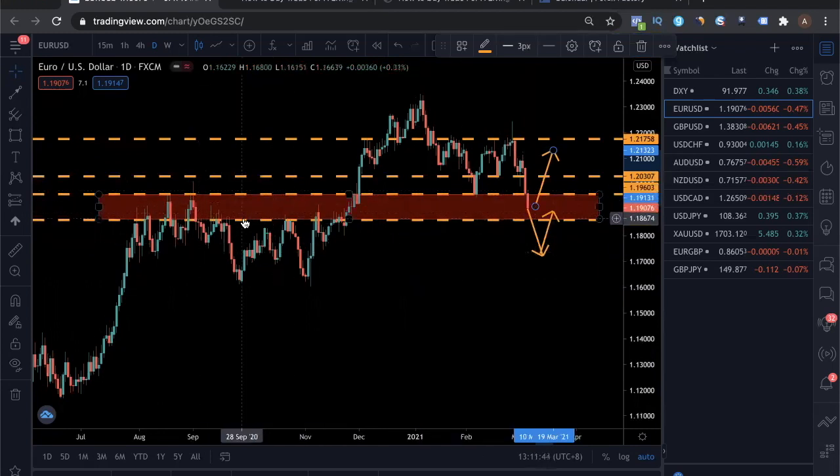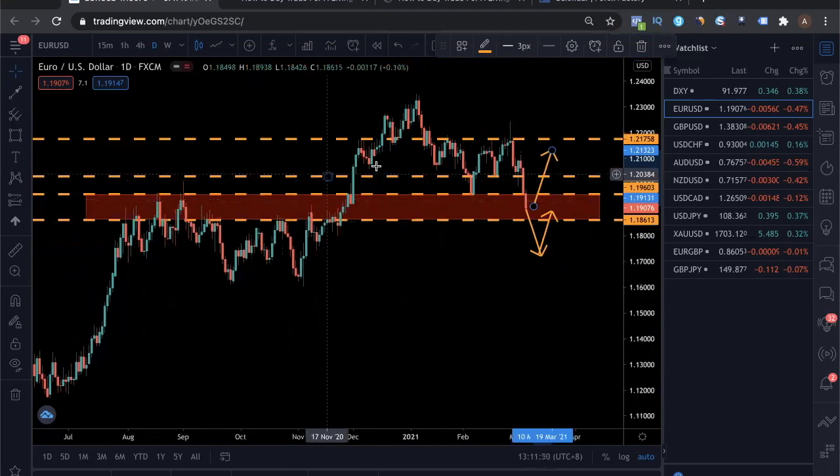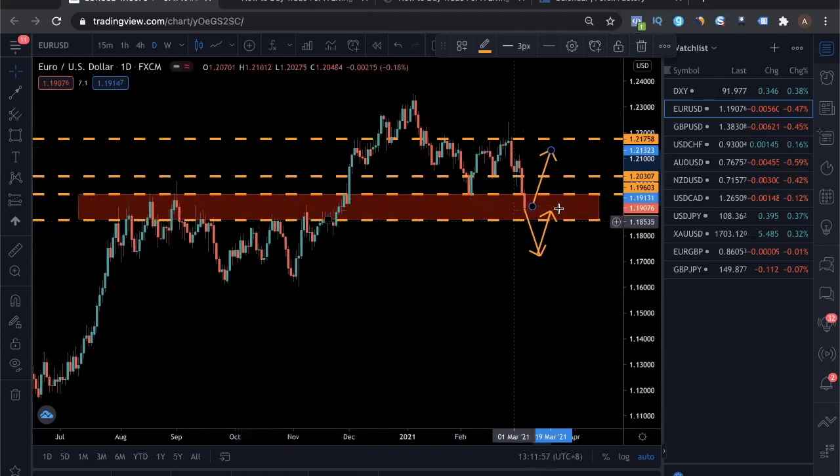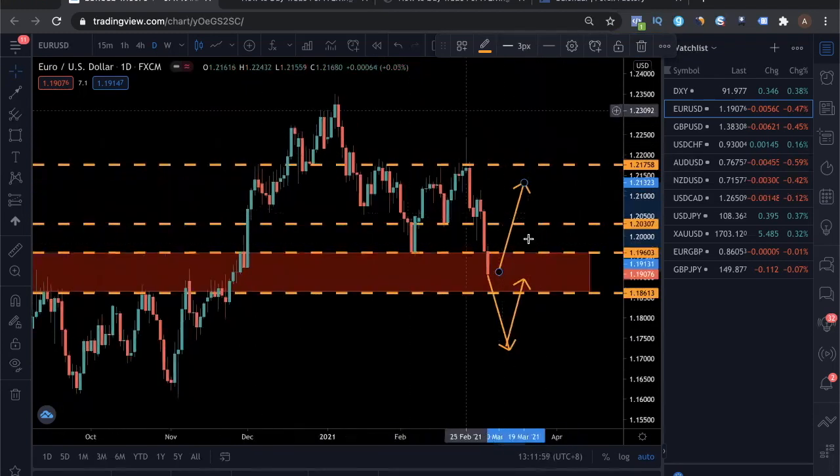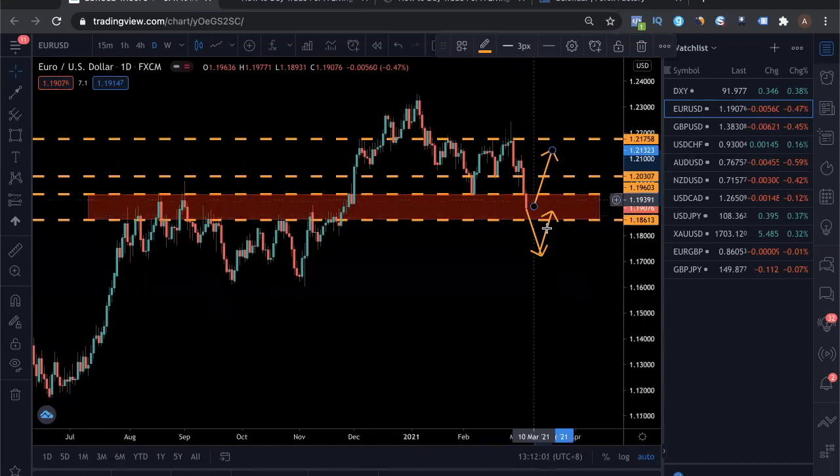Okay, remember, support and resistance are an entire zone. They are never a single level. I might draw it as a single level so that you can easily see it, but remember that it's always a zone. Okay, so just be careful. Bearish for this one, bearish bias, just wait for the support to be broken and then trade the retracement up.